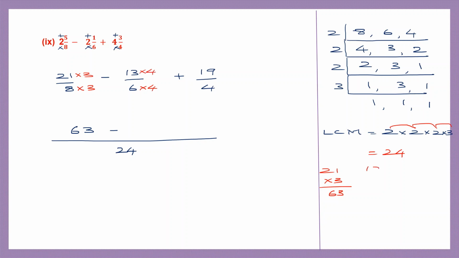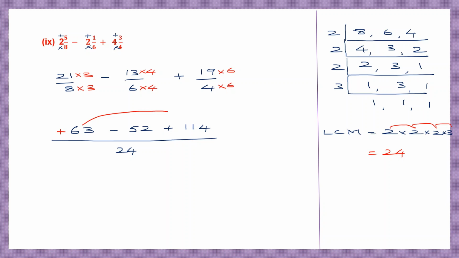6 fours are 24. So 13 into 4. So let's multiply 13 into 4. 4 threes are 12. Carry 1. 4 ones are 4 plus 1, 5. Minus 52. Plus, put the next one. Denominator 4. 4 sixes are 24. So multiply 19 into 6. So 19 into 6. 6 nines are 54, carry 5, 6 ones are 6 plus 5 is 11. So that is 114. So now we have 63 with a plus sign, minus 52 and plus 114.